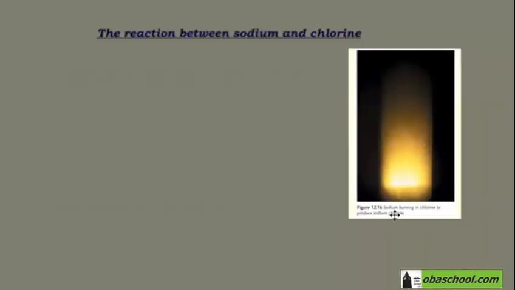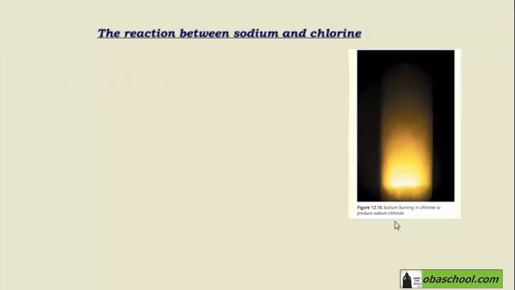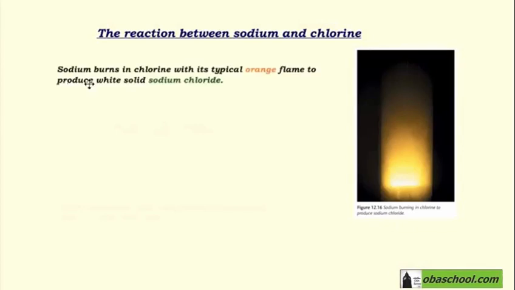Look at this figure. Sodium burning in chlorine to produce sodium chloride. So there is a burning reaction between sodium and chlorine to produce the sodium chloride. Sodium burns in chlorine with its typical orange flame to produce white solid sodium chloride.